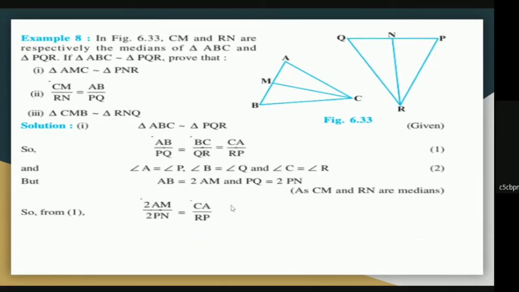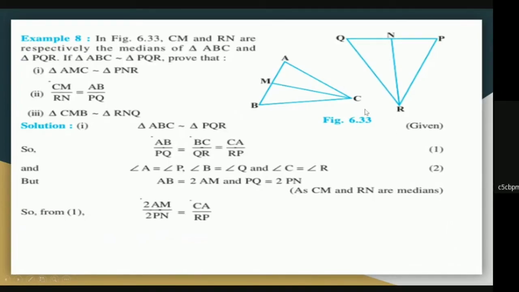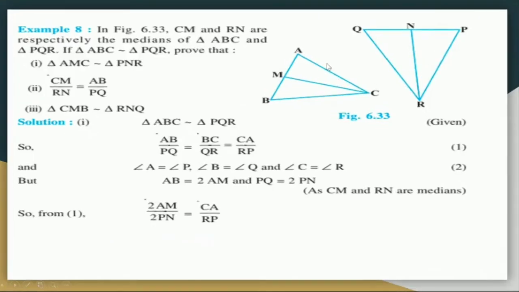Now, first of all, it's given to me that triangle ABC is similar to triangle PQR. That means that angle A will be equal to angle P, angle Q will be equal to angle B, and angle R will be equal to angle C. Also, AB upon PQ will be equal to BC upon QR will be equal to CA upon RP. These are the 6 things that I'll get.